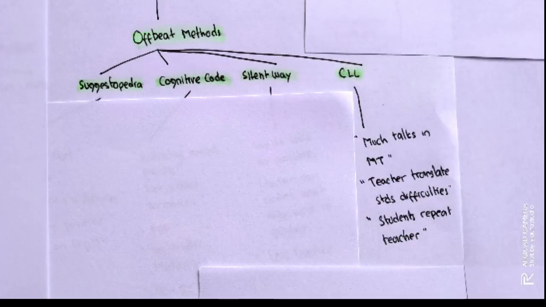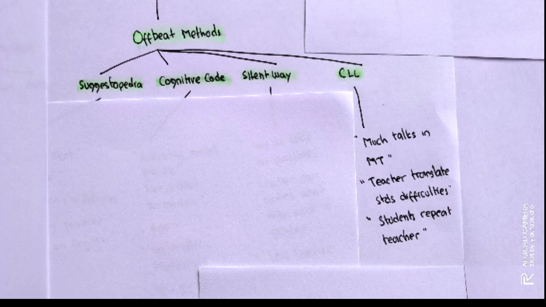The fourth offbeat method is community language learning. There is the word community, which means that the teacher and students belong to a certain community, where they have to talk together and share anything, just like they are talking to a neighbor. So there are, of course, many talks in the mother tongue, because students are not hindered by thinking that they have to speak in English, but it's free talk.